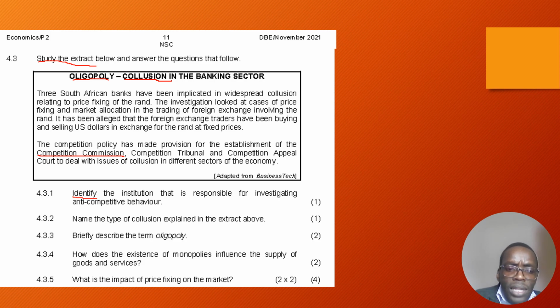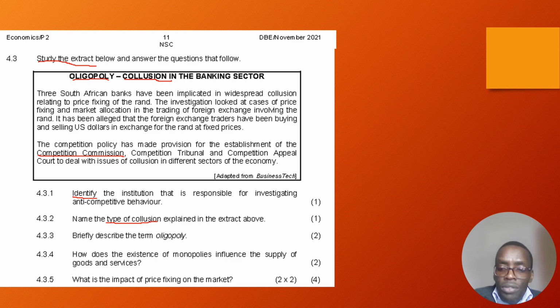Okay, then the next one, it says name the type of collusion explained in the extract above. We are naming the type of collusion. Okay, now we have two types of collusions. We have one which is called tacit collusion, which we looked at in the previous questions, and then that one is an informal agreement that is entered into by oligopolistic firms. Okay, but we also have one which is called overt collusion.